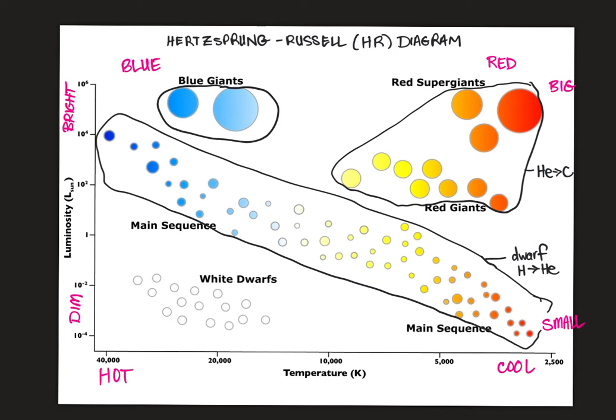And at that point, when they start fusing iron, they're done. They can't fuse anything else. So we've got our main sequence, the kind of adult phase of a star's life, down the center diagonally. We have blue giants on the upper left-hand side. We have our red giants and supergiants up on the right-hand side. Those are our big red stars. And then there's this last little group of stars down here, and these are our white dwarfs.